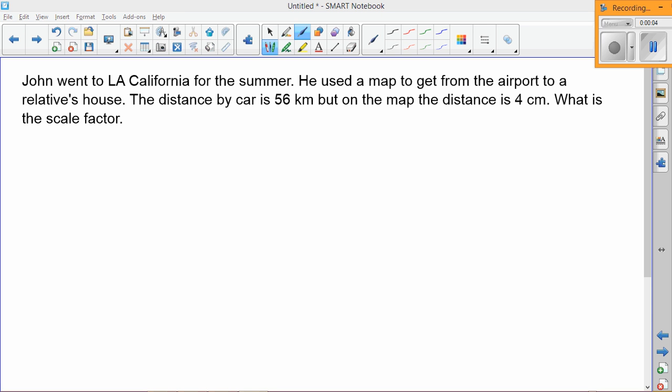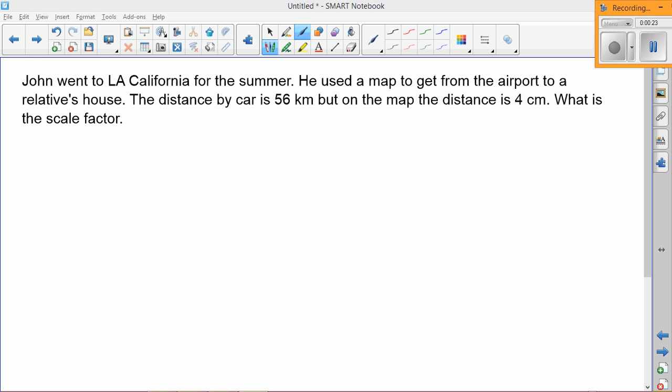Lesson 17 practices using the idea of scale factor to enlarge and reduce scale drawings. So we're going to start out with a problem where we figure out what the scale factor is, and then we're going to do a problem where we're given the scale factor.